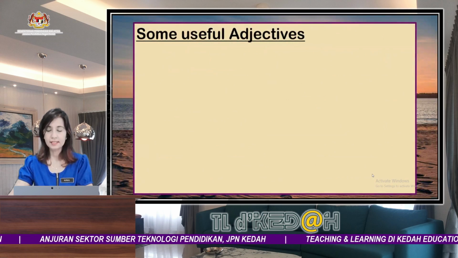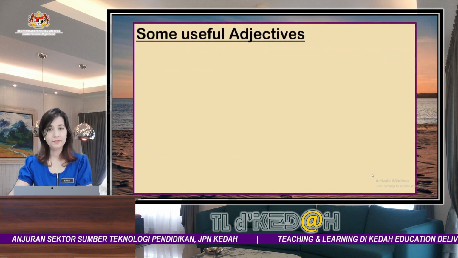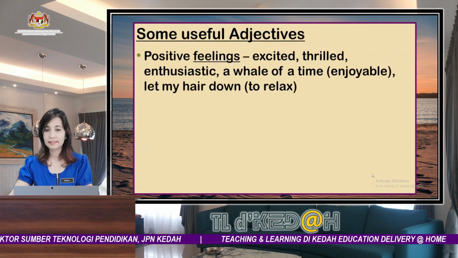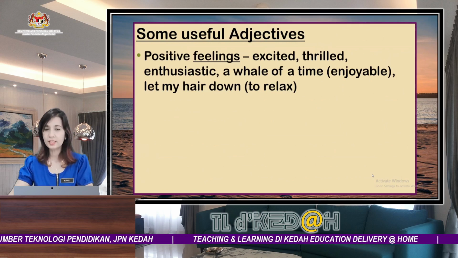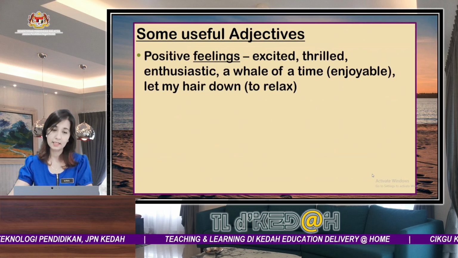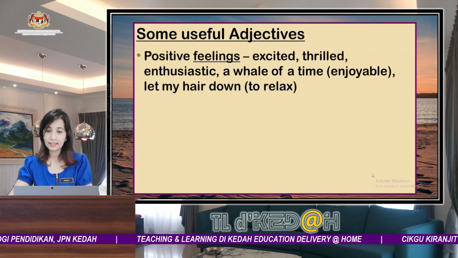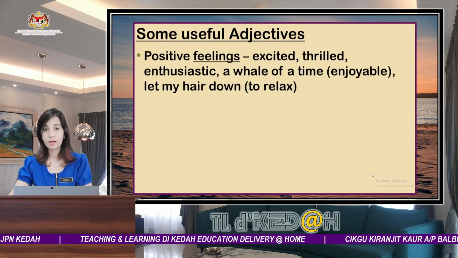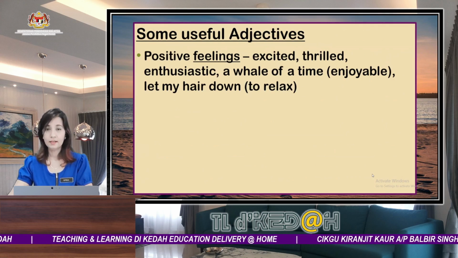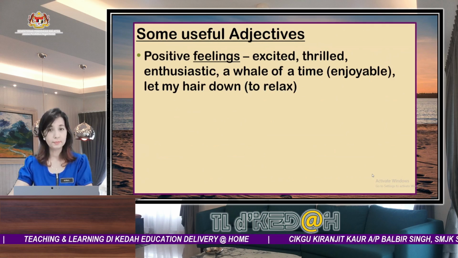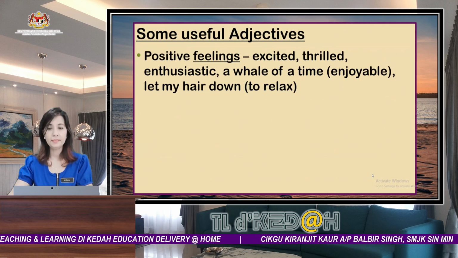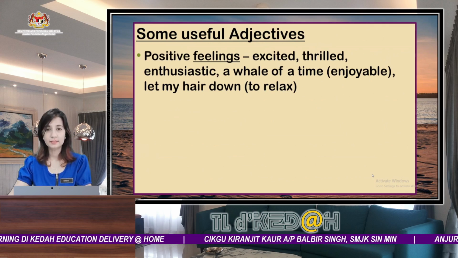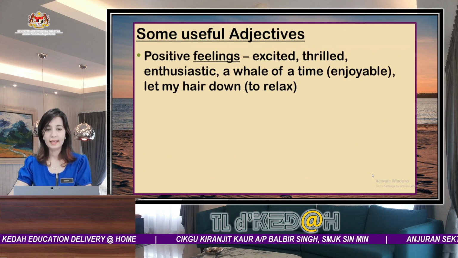Okay, now I'm going to share with you some simple yet effective adjectives that you can use for email writing, for any form of writing. Okay, so for positive feelings, you can use words like excited, thrilled, enthusiastic, a whale of a time. This might be something new for some of you. A whale of a time means enjoyable. Something enjoyable.